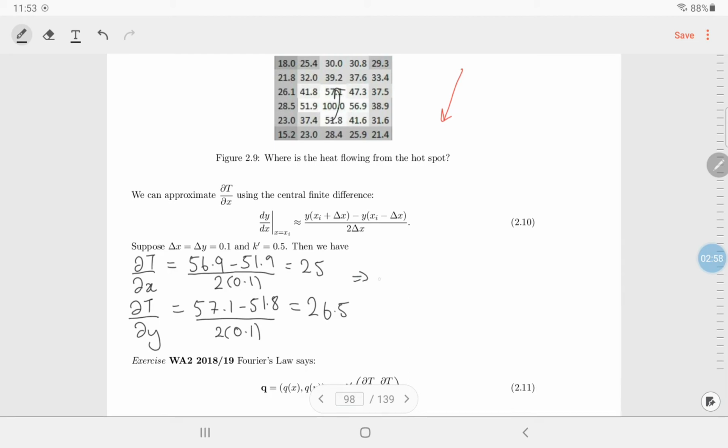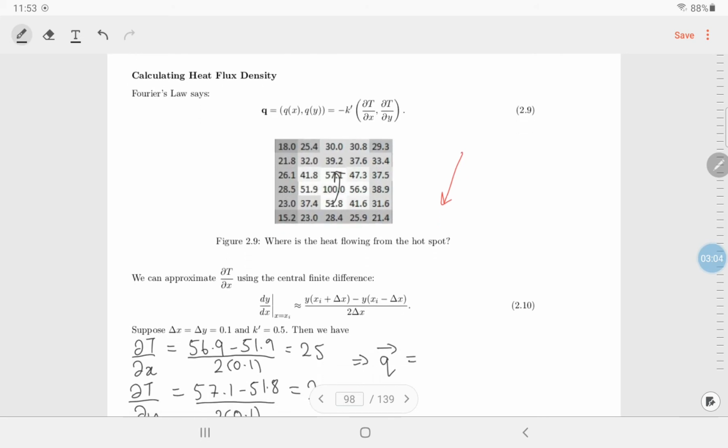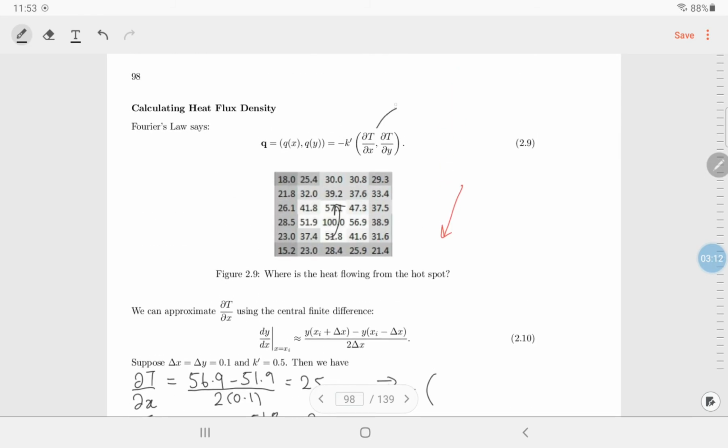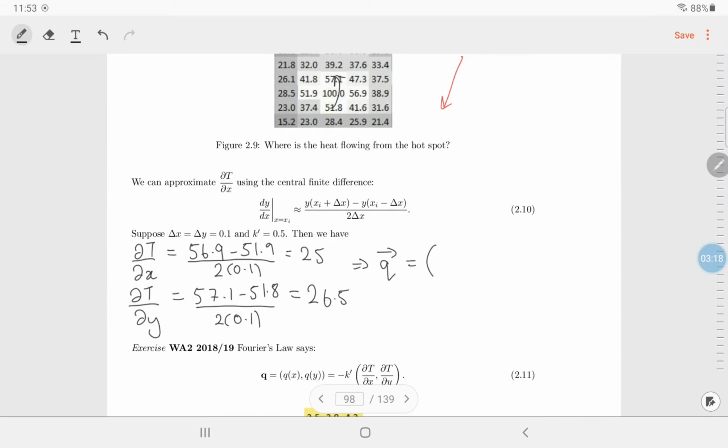And therefore, the heat flux density at this point is equal to minus k, which is minus 0.5, times these, and there's an x and a y. So look, this is like a vector. And how do you multiply a vector by a constant minus 0.5? You multiply them both by minus 0.5. So the x one will go to minus 12.5 and the other one going to minus 13.25. Now it was indeed negative in both the x and y directions, but no more than that. You can leave it like that, or else you could write minus 12.5 i minus 13.25 j.